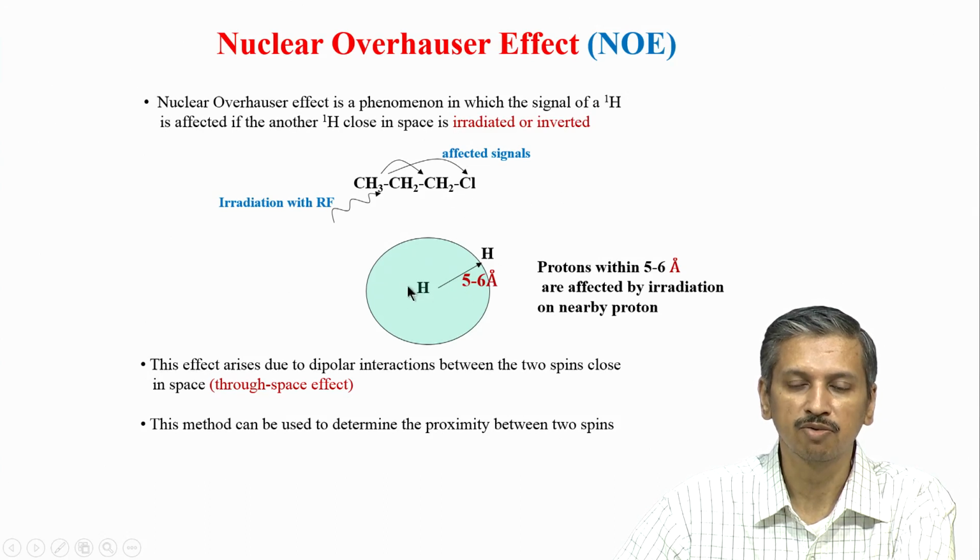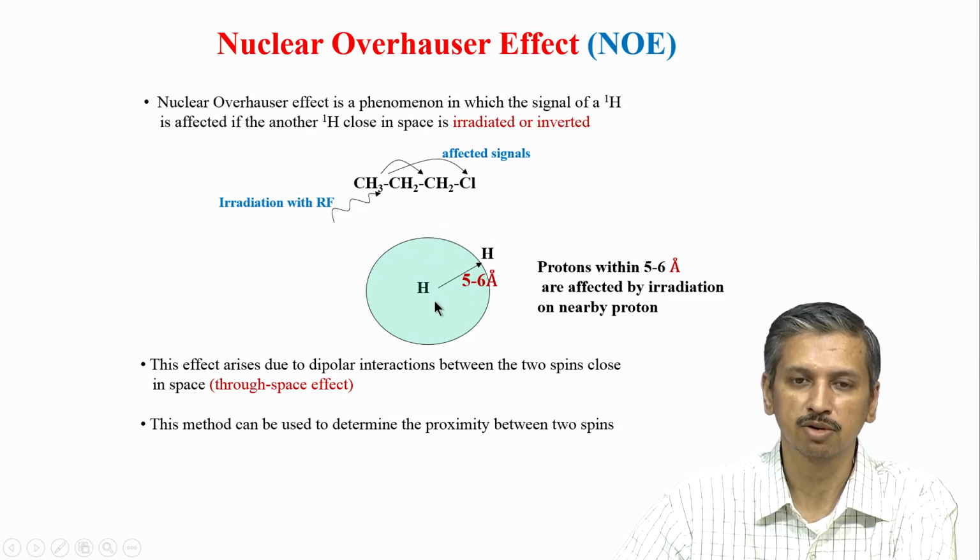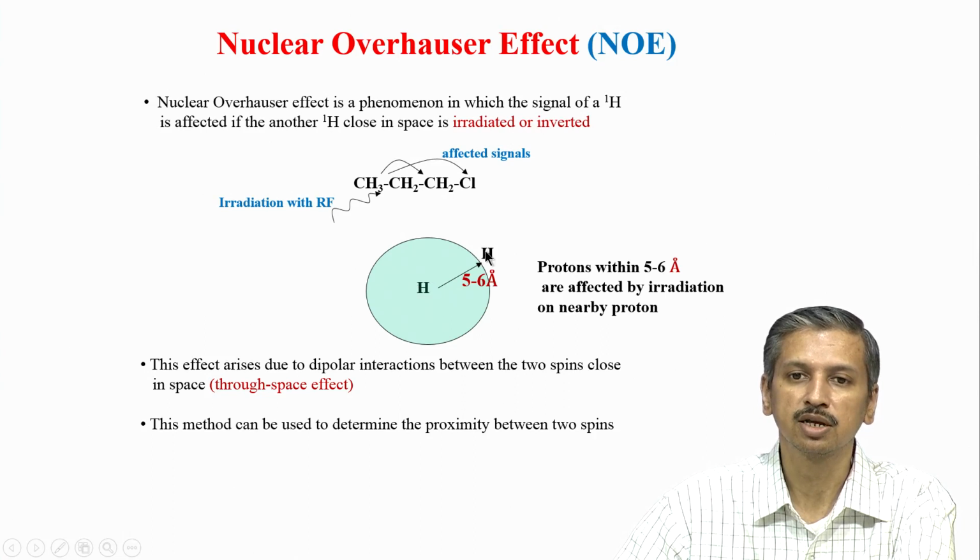So, this is proton number 1 and let us say this is proton number 300, which is really very far in through bond, but it has come close through space because of the three dimensional structure of the molecule. If that happens, then proton number 1 actually affects proton number 300. If I irradiate proton number 1, proton number 300 is affected. So, you see I get distance information, proximity.